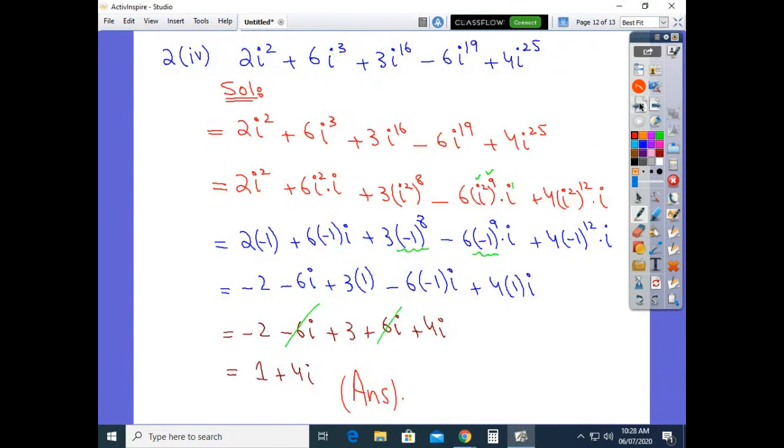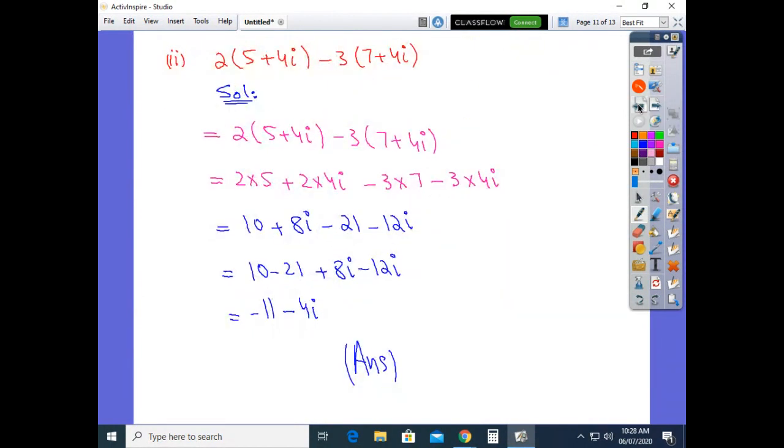Question number 2, part number 2. In these questions we simply added or subtracted with each other. There is no more difficulty in these questions because we only add or subtract.